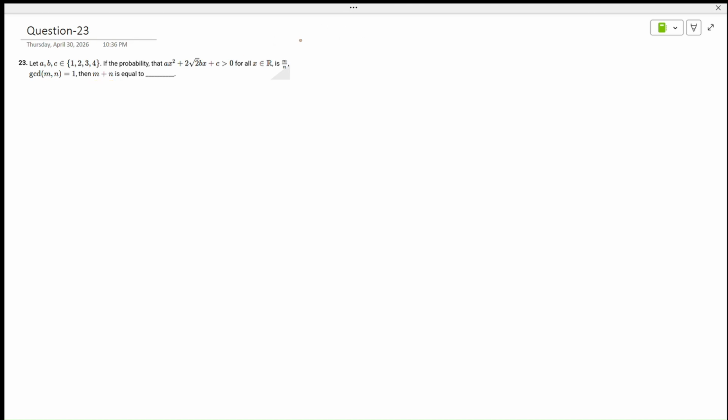Now, this expression represents a parabola. If the parabola is always greater than 0, that means delta less than 0 and a should be greater than 0. Since a is already greater than 0, let us look at delta less than 0. B square minus 4ac, that means b square minus 4ac is less than 0. That means b square is less than ac by 2. Now, b square can take values of 1, 4, 9, and 16. Then ac by 2. What values can ac get?